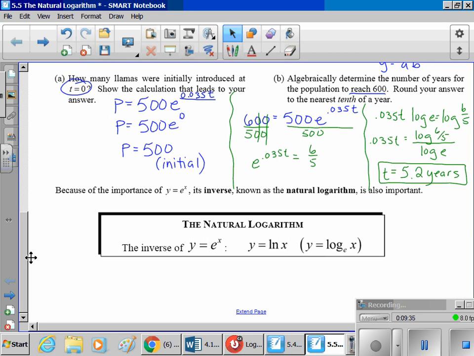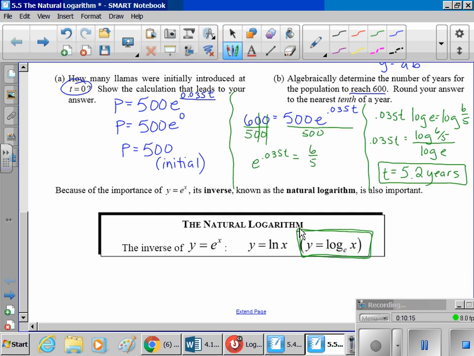Because of the importance of y equals e to the x, its inverse is known as the natural logarithm. It's also very important. When you write down y equals ln of x, I don't say natural log of x, I usually say ln of x, but what this means is it's base e. So y equals log base e of x. The beautiful thing about this is that the only time we use this is when we're using e. We do not use this any other time.